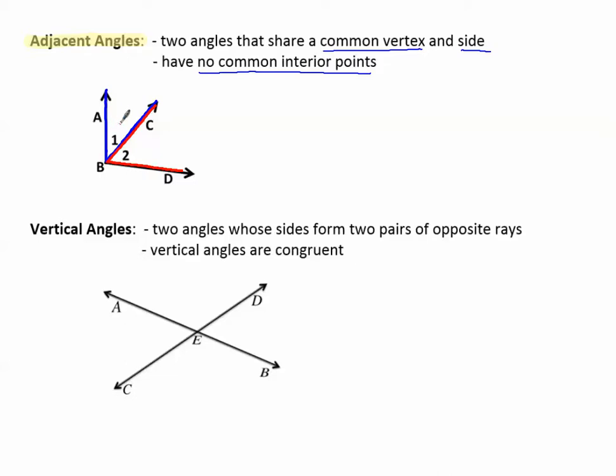But what is touching is the common vertex and side. This is the common side. They both use that side. Think of also angles that are touching, like townhouses. Townhouses are houses that share a side. They're right next to each other.